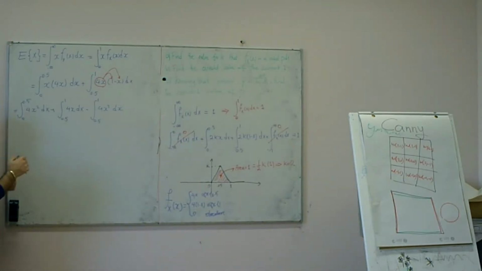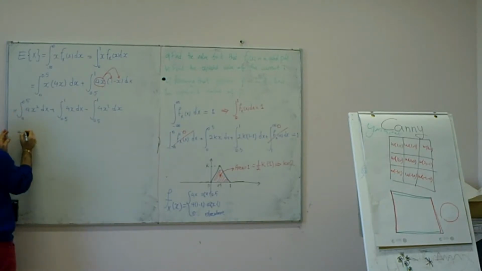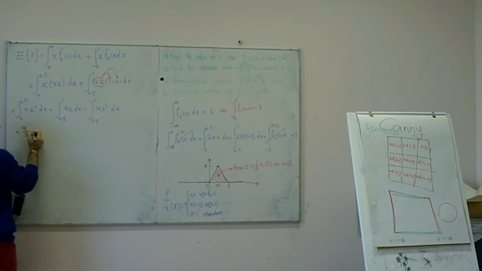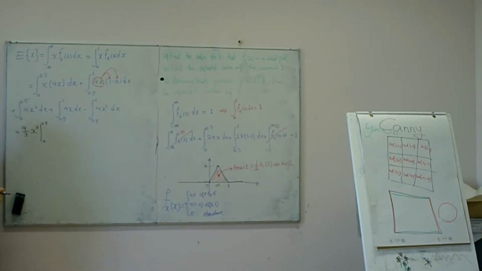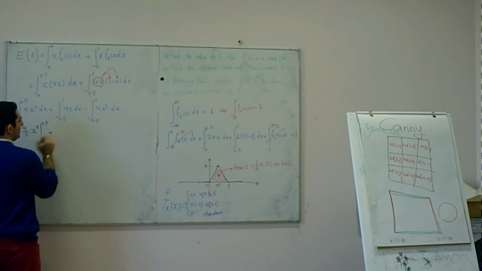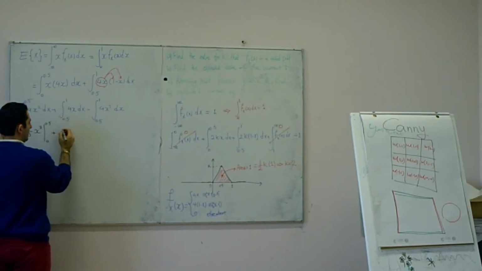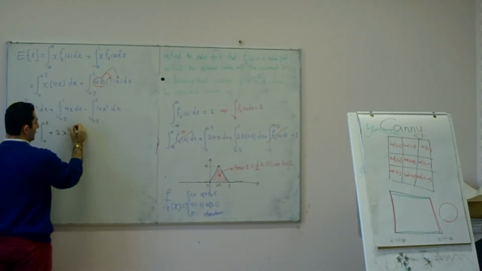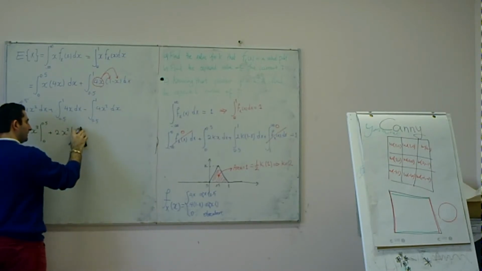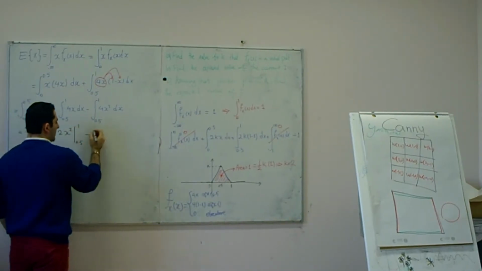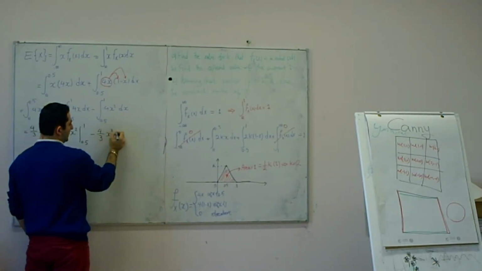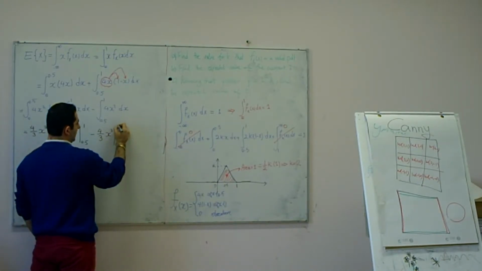Now, the result of this one is 4 over 3 x cubed from 0 to 0.5 plus 2x squared from 0.5 to 1 minus 4 over 3 x cubed from 0.5 till 1.